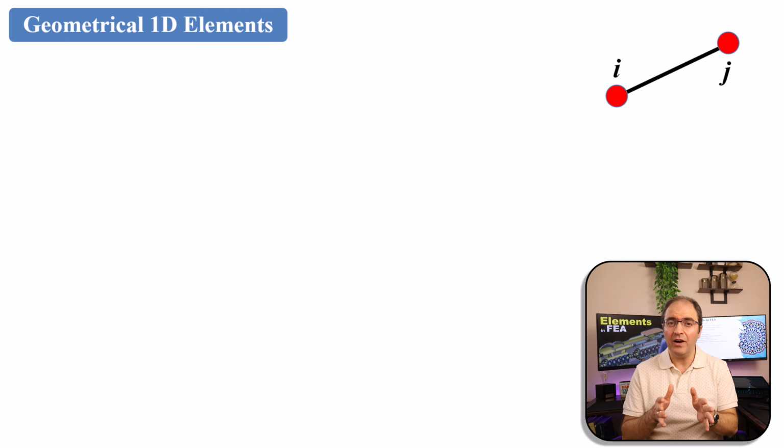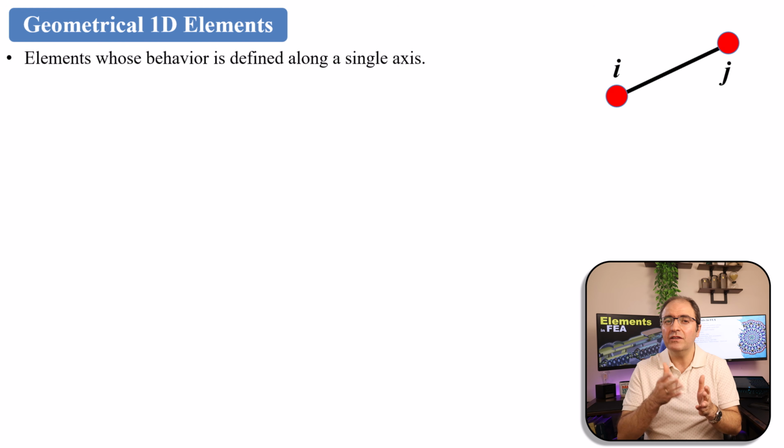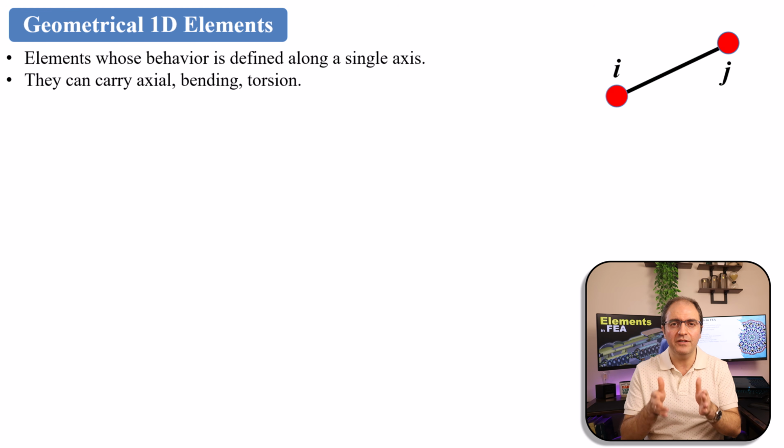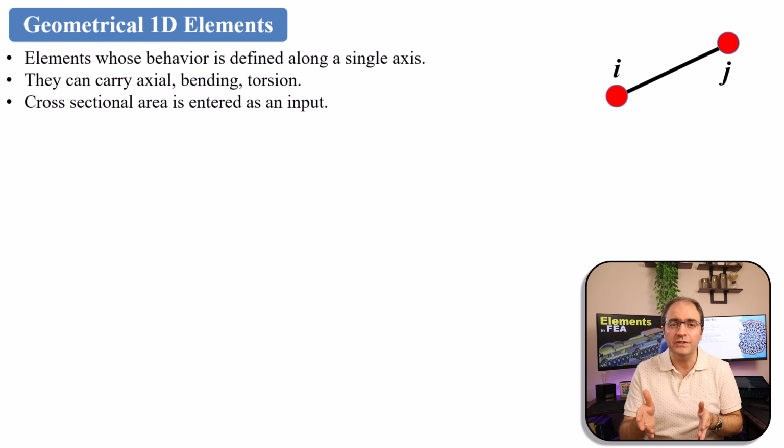Geometrical 1D elements are defined along a single axis. Depending on their formulation, they can carry axial forces, bending moments, and torsion. For all one-dimensional elements, the cross-sectional properties are always provided as input. Now, an important clarification. When we say 1D or one-dimensional, we are referring only to the geometry of the element, not to its degrees of freedom. For example, an element may lie along the x direction, but each node of that element can still have 3 translational degrees of freedom in x, y, and z directions. So geometry and degrees of freedom are not the same thing.